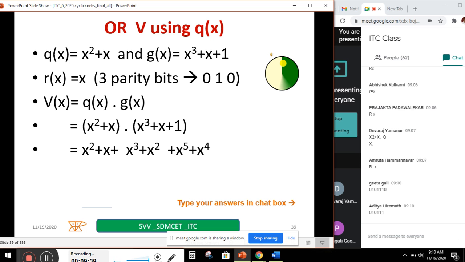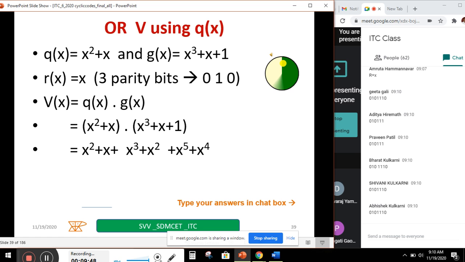Geeta has typed 010111. Praveen, Bharat, Shivani Kulkarni. Answers are a little different. Praveen, Shivani, Abhishek, Devidas. Answers are changing. The number of bits is not fixed, they are changing. Please remember the number of bits should be as in the code word. It is a 7, 4. So some people are not writing the last zero. Some people are writing. Yeah, almost the result is the same.